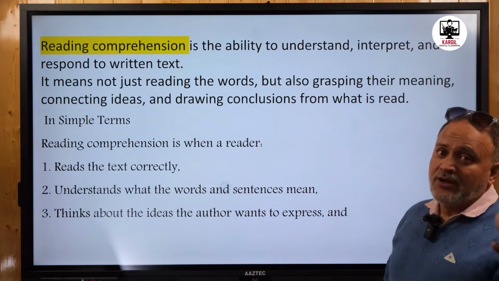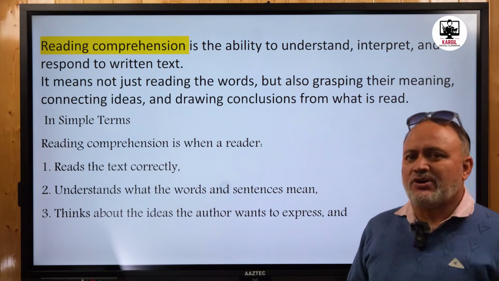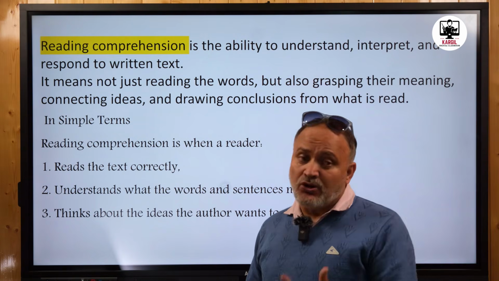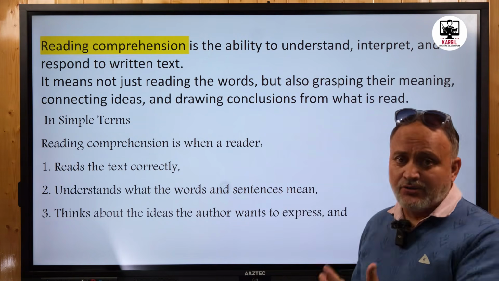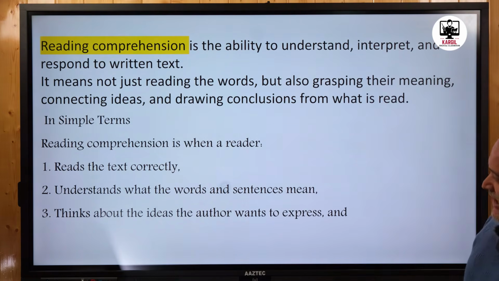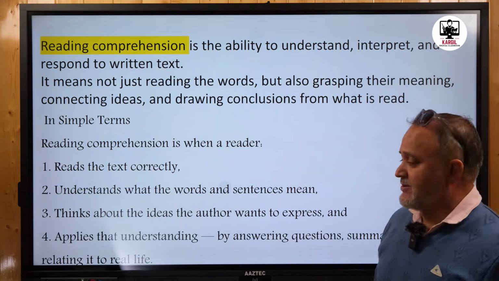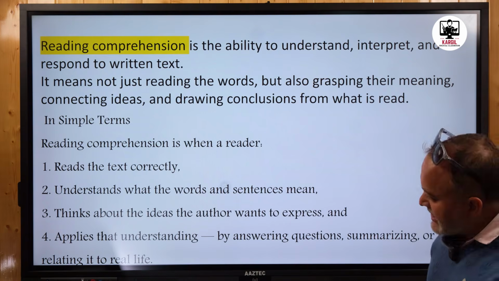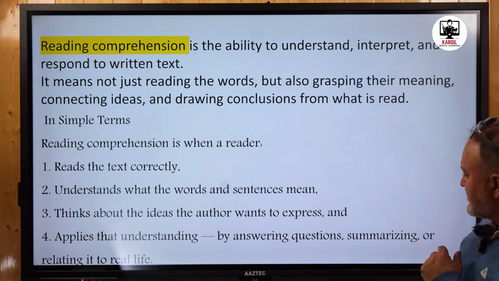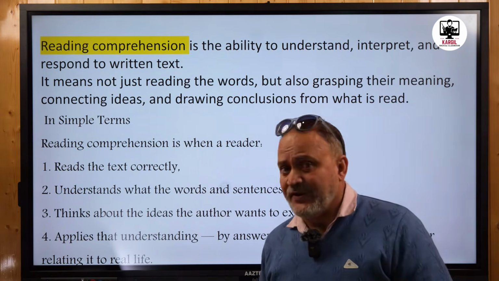And third point is that he thinks about the ideas the author wants to express. For example, somebody has written a book. What message does he want to convey? What are his thoughts? And what is your opinion on those thoughts? This part is very important. This is the main crux of reading comprehension. And then the reader applies that understanding by answering questions, summarizing or relating it to real life.